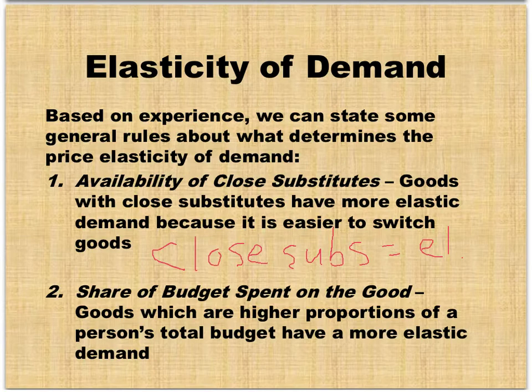The second rule is the share of budget spent on the good. And a big share of the budget, big, equals elastic. Think about something small, gum. Let's say gum costs 50 cents and it increases 50%, a huge increase, to 75 cents. But you don't really care. You still buy about as much gum because it's such a tiny proportion of your budget. However, if a car you're contemplating buying increases in price by 50%, you're going to be much less likely to buy it because that's a huge proportion of your budget. Big proportion of your budget equals elastic.